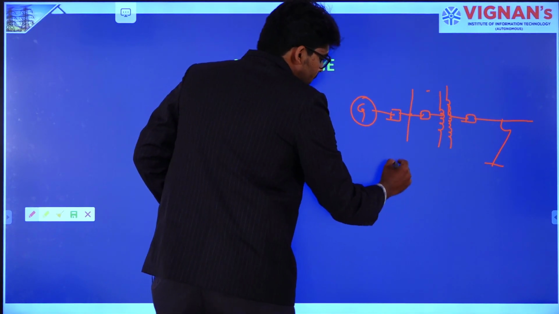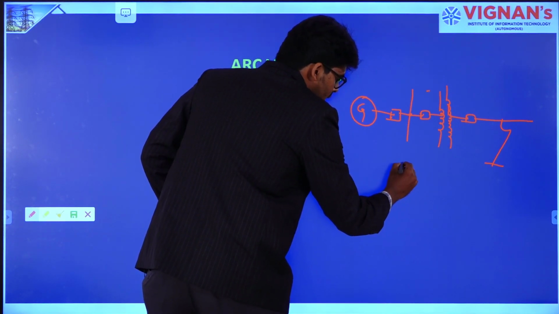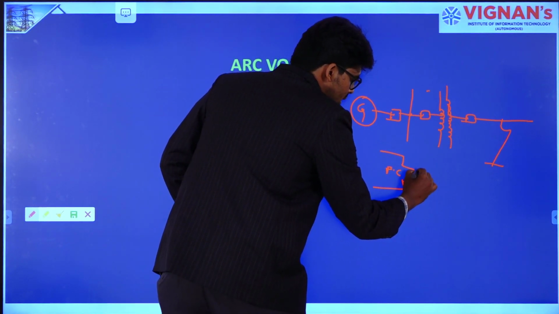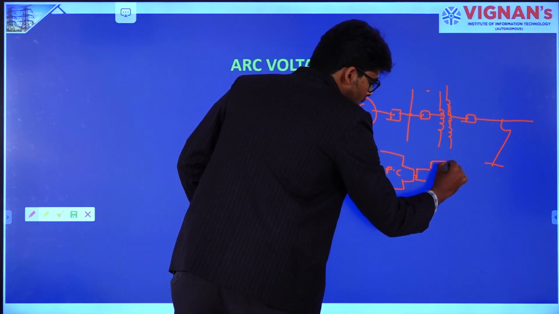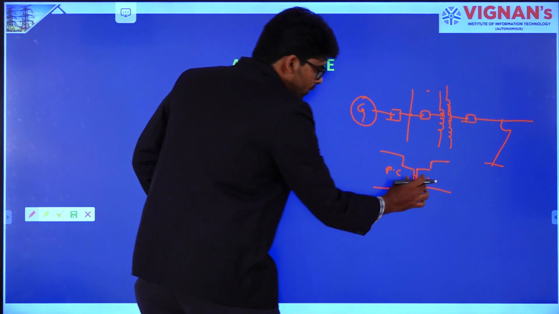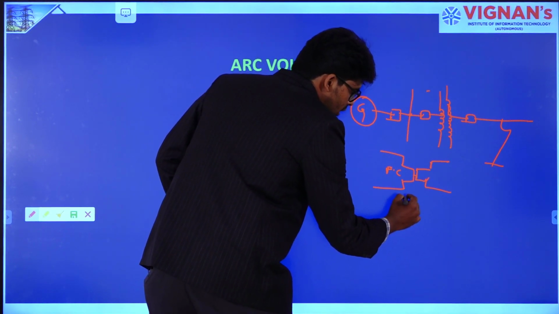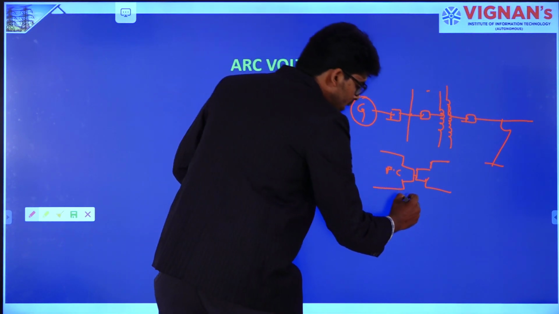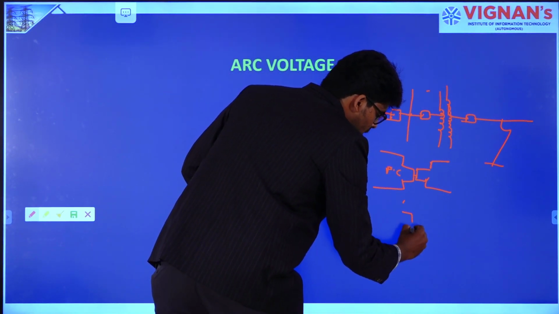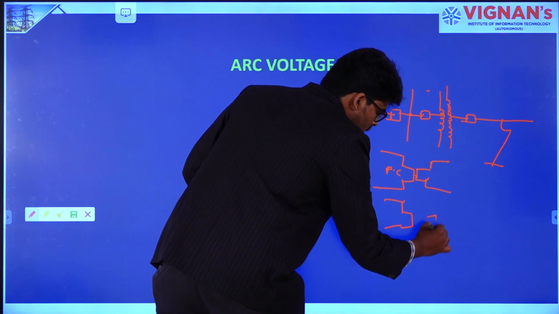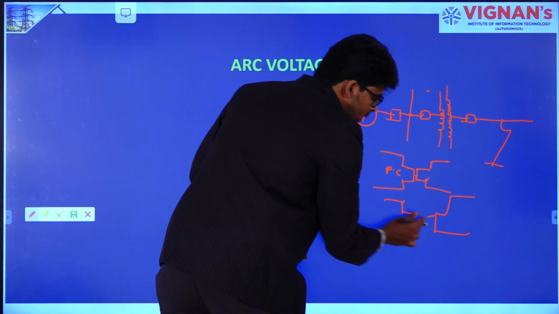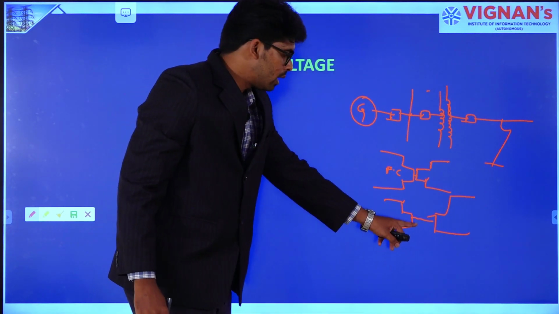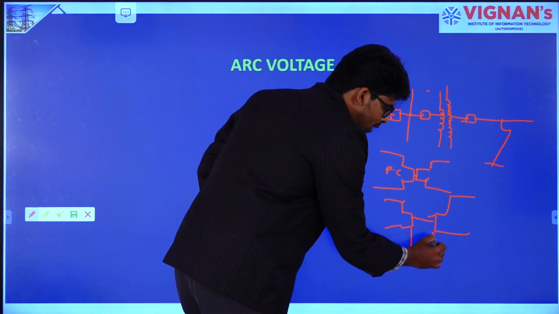Let us say this is a circuit breaker, this is a fixed contact, and this is a moving contact, right? When this contact is moved, in the process of moving the moving contact away from the fixed contact, we form an arc here, okay? So what is the voltage produced across that arc?